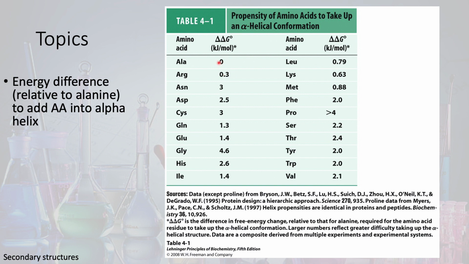So if we look closely, alanine 0, arginine 0.3, and then if we go to and point out those two amino acids I mentioned earlier, right, glycine and proline, have delta delta G naught values of 4 or greater than 4. Again, indicating that it's energetically unfavorable to include glycine and proline in alpha helices.